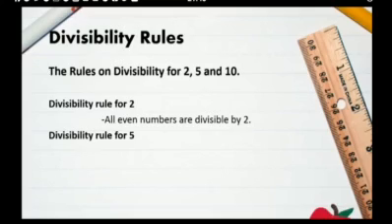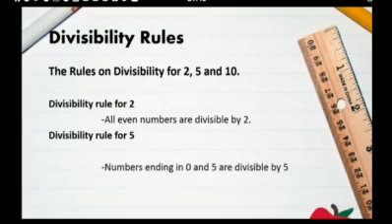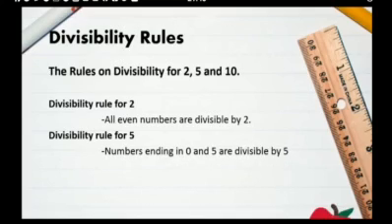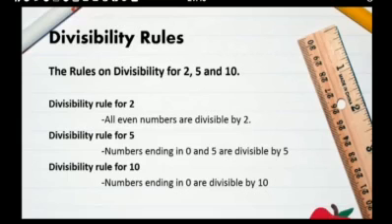How about the divisibility rule for 5? Numbers ending in 0 and 5 are divisible by 5. And the divisibility rule for 10: numbers ending in 0 are divisible by 10.